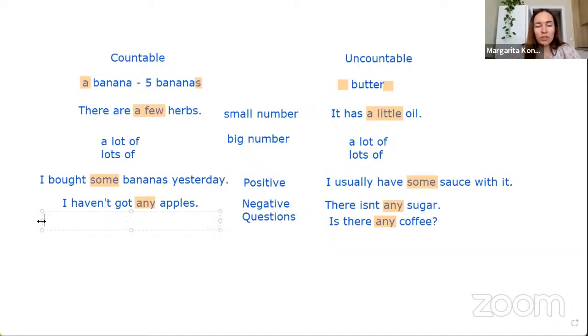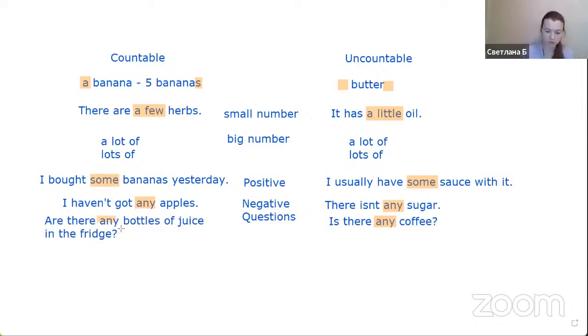And let's try this question. Are there any bottles of juice in the fridge? So, positive, negative, question, what is it? It's a question. With countable or uncountable? Countable, because bottles. Yeah, bottles, that's right. Okay. Actually, this is all we need to know.